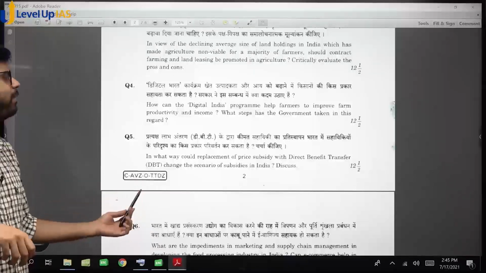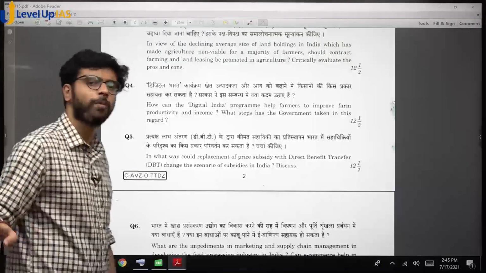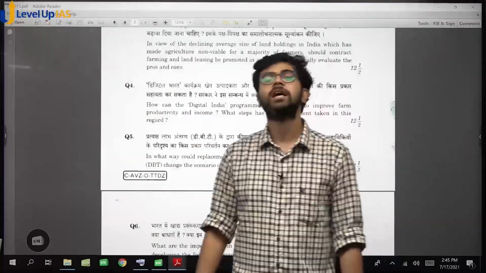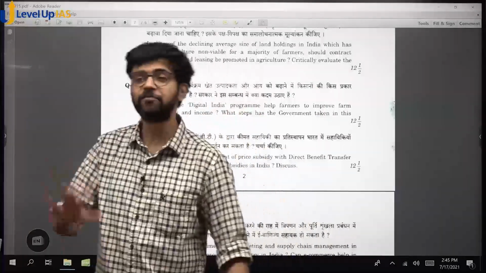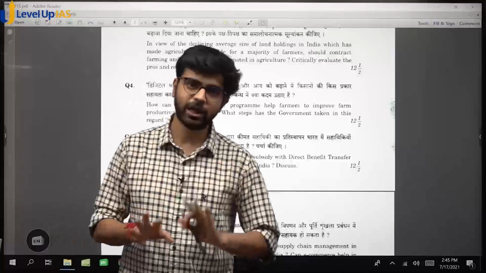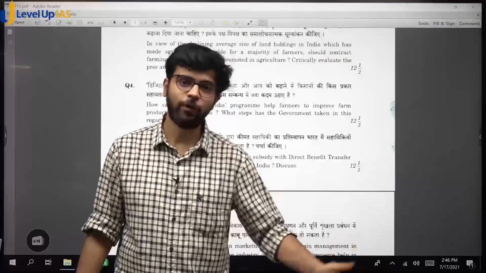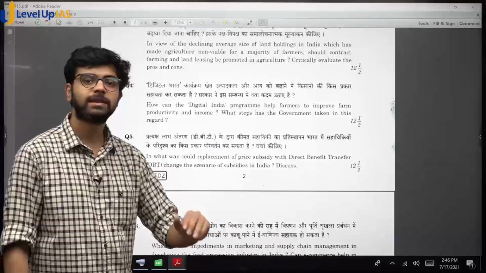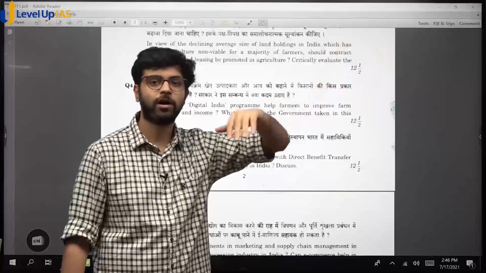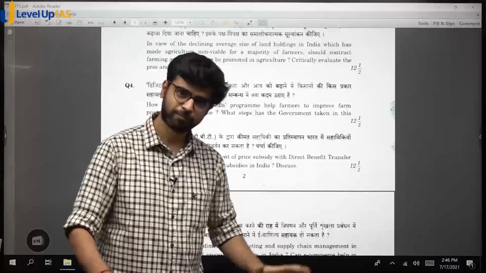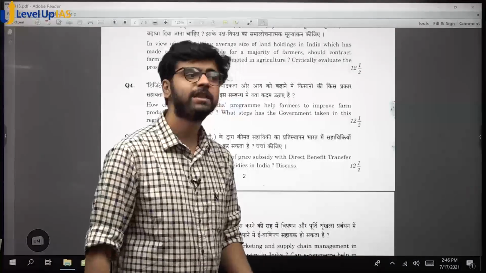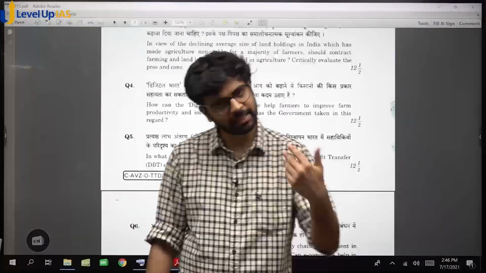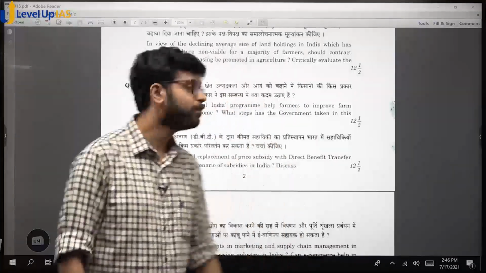Right? What steps has the government taken in this regard? Very broad question, very open-ended question. You can write anything which can fit in this criteria. But at the same time, you have to write how it helps farm income and farm productivity. Both are different. Farm productivity means land, how does it improve land? So, for example, with Digital India, say farmers get a broadcast of the weather forecast. So, they are able to prepare the land beforehand. If they see there is a forecast of a flood, then they will not sow. After the flood happens or after the storm passes, then they will start, right?